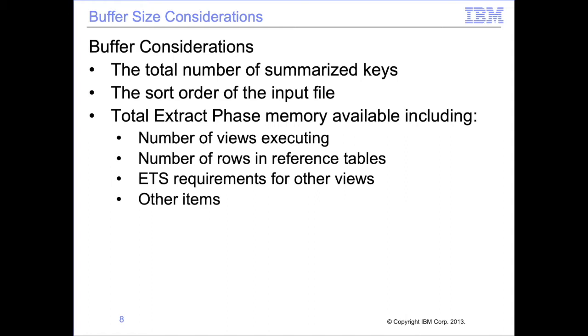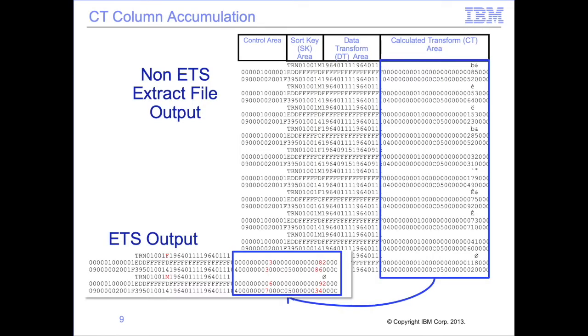Finally, consider the extract phase memory available, which will be impacted by the number of views executing in this extract phase, the memory required for reference tables being joined to by those views, ETS buffer sizes specified in other views, other items such as the size of the logic table, buffer sizes for input and output files, and common key buffering. Similar to the format phase, ETS only acts upon CT column data for records with the same sort key values.